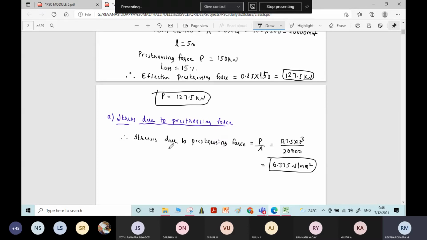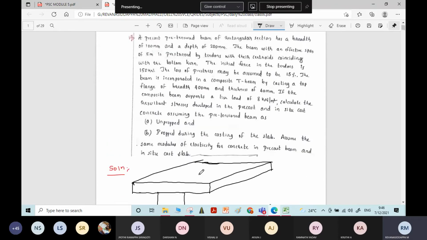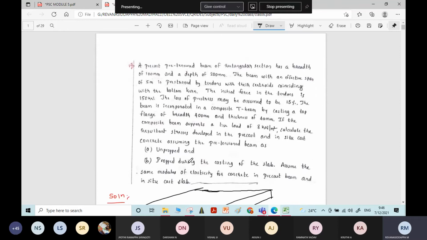Okay. If there is eccentricity, there will be stress due to the moment due to pre-stressing force. You just go through the problem. There is a statement given in the problem. The beam with an effective span of 5 meter is pre-stressed by tendons with their centroids coinciding with the bottom kern.